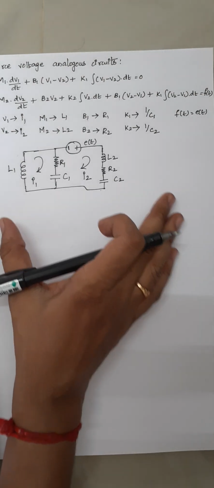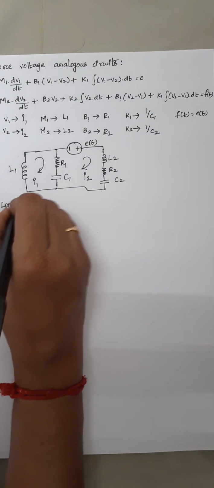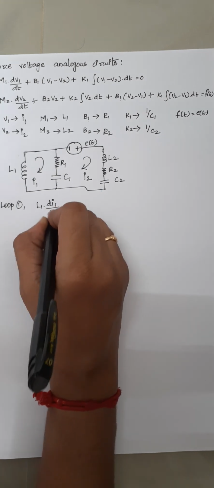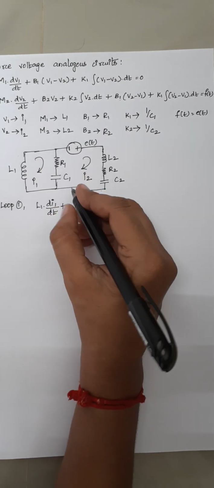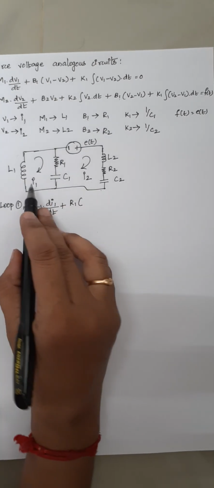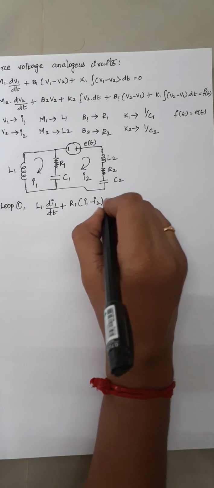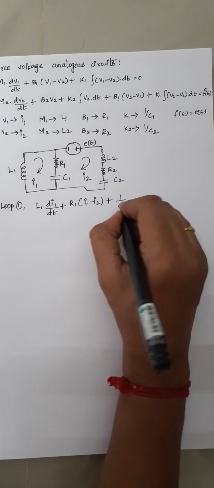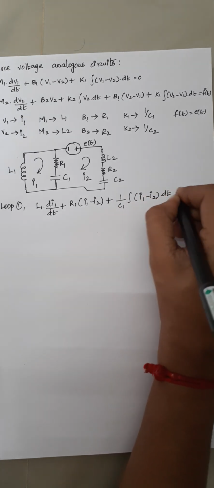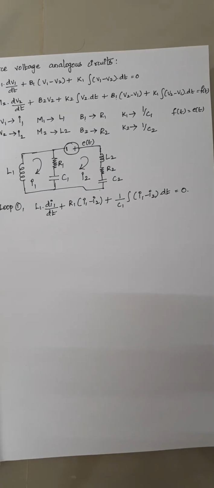Now I am going to write the expression here. While writing the expression, consider loop 1. In loop 1, that is L1 into di1 by dt plus again R1 into, through this R1 we are having 2 currents flowing, I1, I2. So I have to write it as I1 minus I2, and again 1 by C1 into integral of I1 minus I2 into dt, which is equal to 0. Okay, this is your expression for your loop 1.